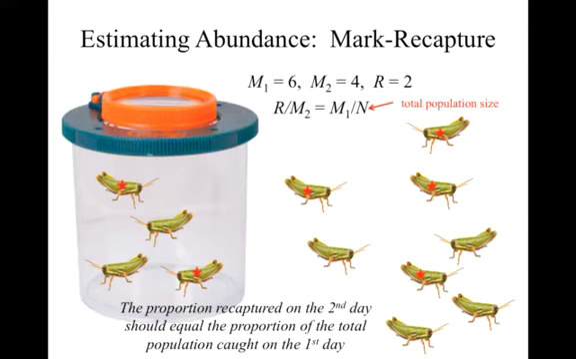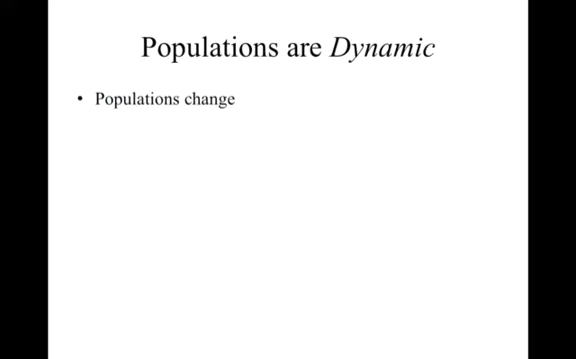Basically, we use the fact that the proportion that are recaptured on the second day should equal the proportion of the total population that was caught on the first day. So basically, if I recaptured 2 on the second day out of a total of 4 that I captured on the second day, then that should equal the total number that were marked on the first day divided by the total population size, which is what I'm after. I'm trying to estimate the absolute abundance of grasshoppers in this field. All right, so if I do that, I put 2 over 4 equals 6 over N, and I solve for N, I get 12, which is exactly how many grasshoppers I had.